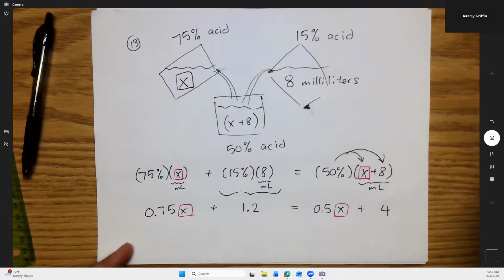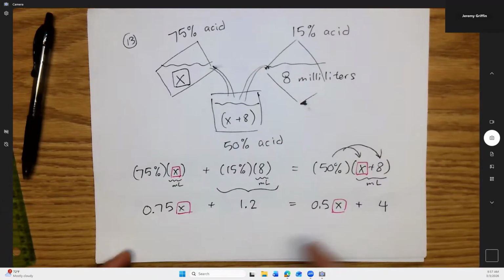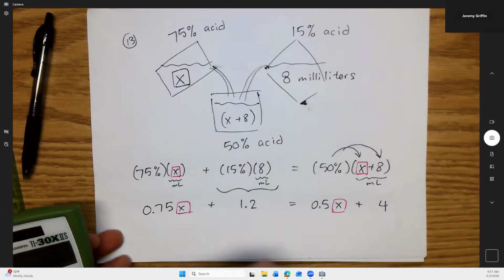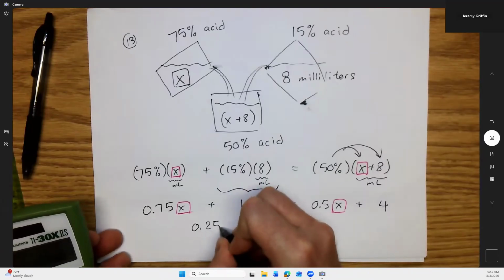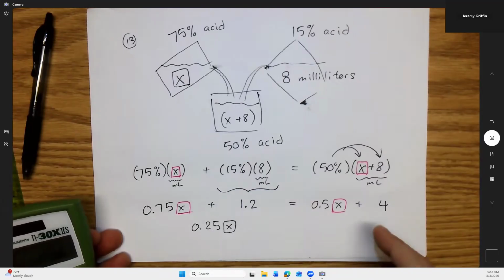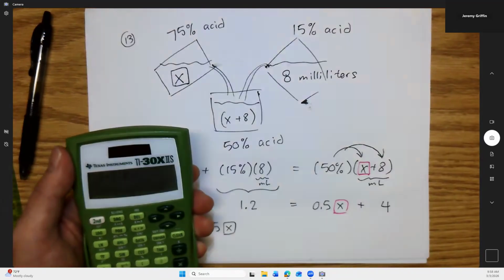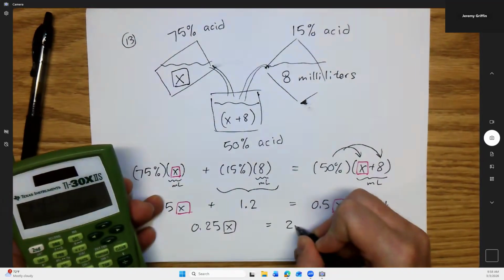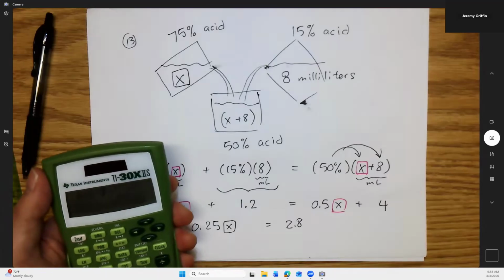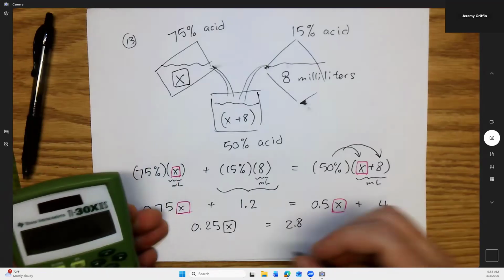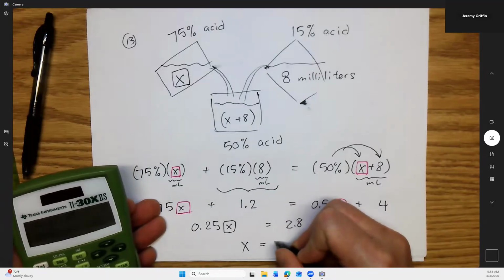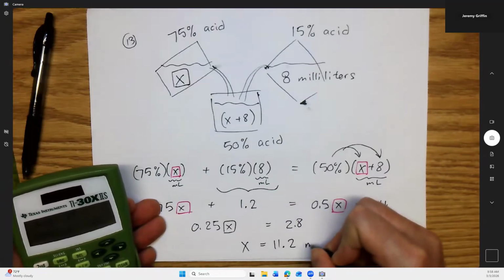Okay. Let's go ahead and actually finish this off. Just like a step away. So subtract this over. I'm getting 0.25x. Subtract this over. What's 4 minus 1.2? Getting 2.8. Divided by 0.25. I said times 1/3. So looking at x is 11.2, and that would be milliliters.